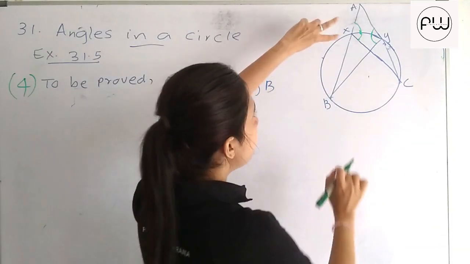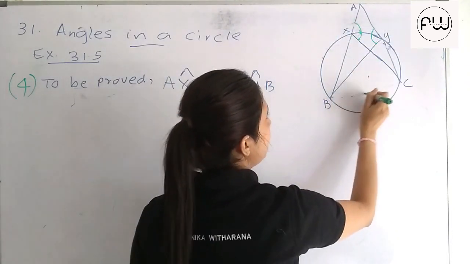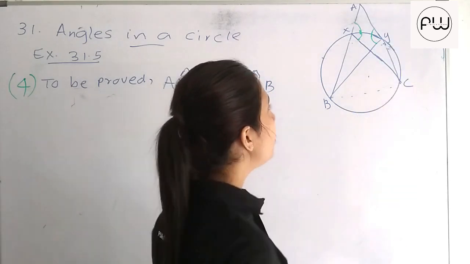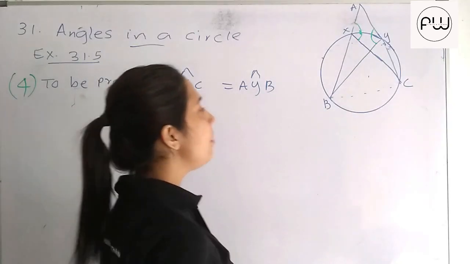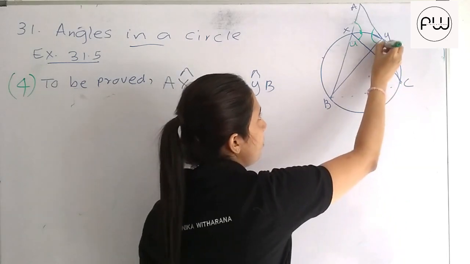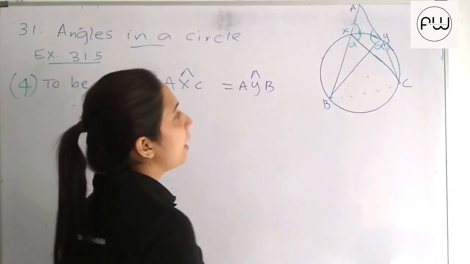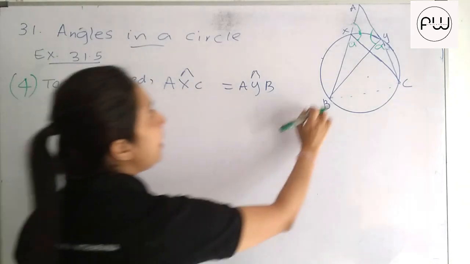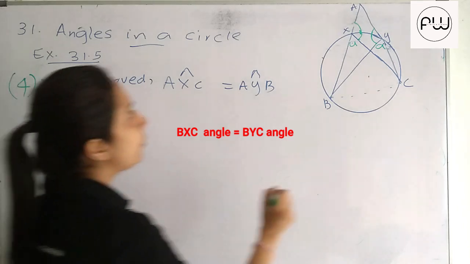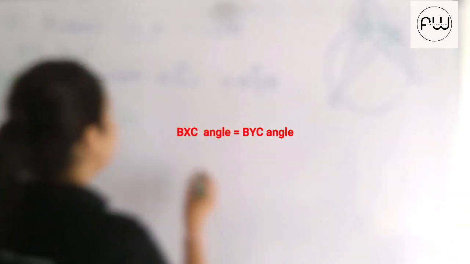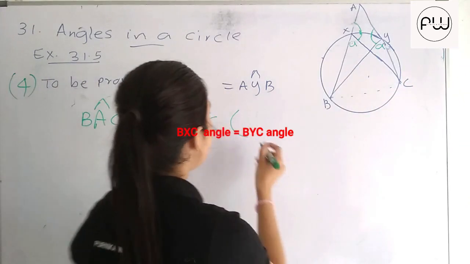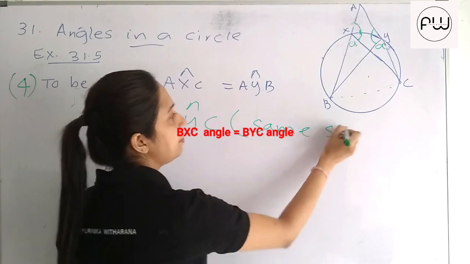Here we can clearly see, if we consider this segment, if this is the chord BC, this angle and this angle should be equal because these two angles are in the same segment. Then let's put some letters. If I put A here, this one should also be A, because these two angles are in the same segment. Then we can write angle BAC equals angle BYC. What is the reason? Angles are in the same segment.